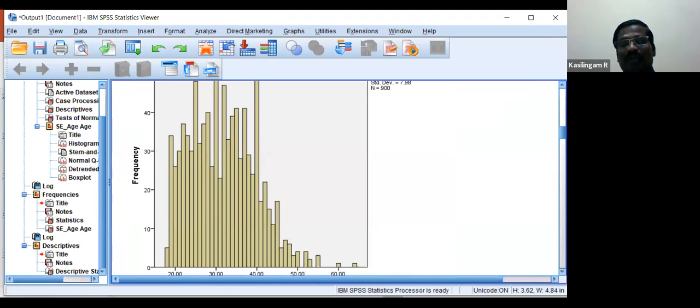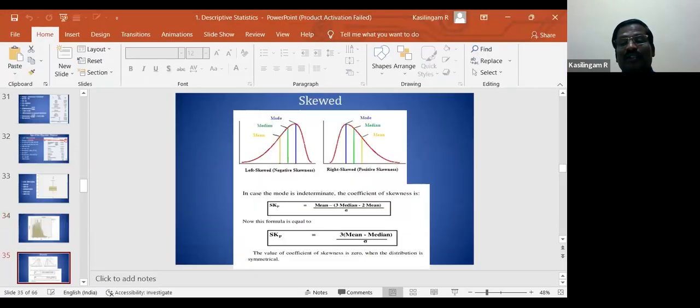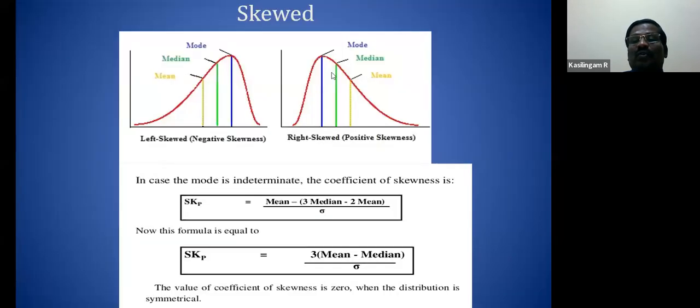Let me show what positive skewness is. Positive skewness is where the tail is on the right hand side. The range is more on the right hand side. So this is the positive skewness.